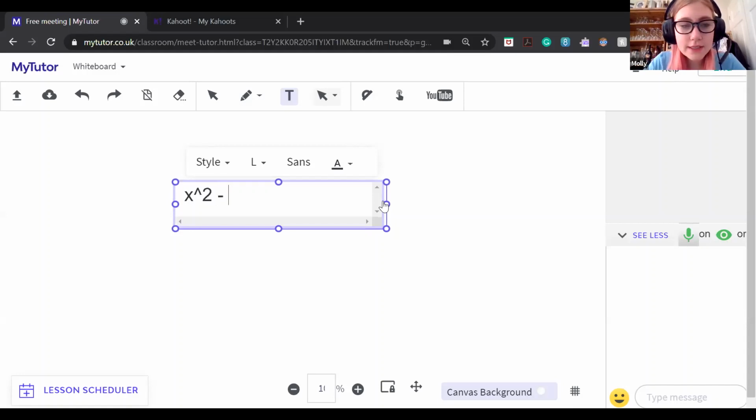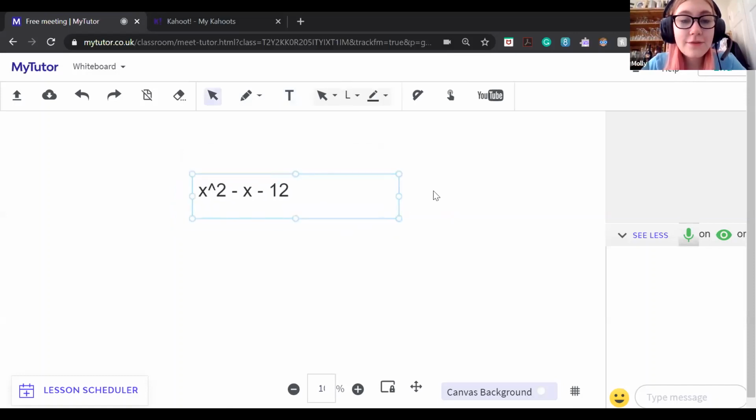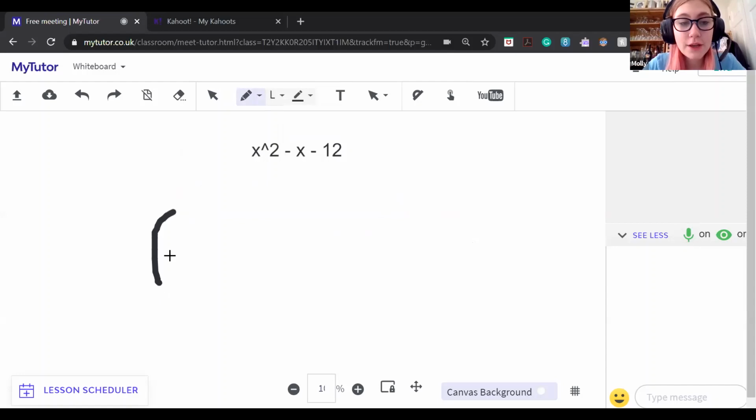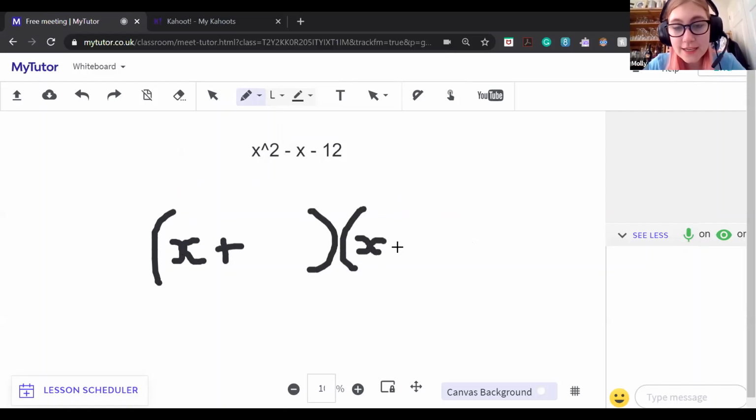X squared minus x minus 12. When you've got a negative on the end, you know that we've got 1 positive and 1 negative, because the only way to multiply things to get a negative number is by multiplying 1 positive thing and 1 negative thing. So when we set up our brackets, we know that we've got an x plus and an x minus.